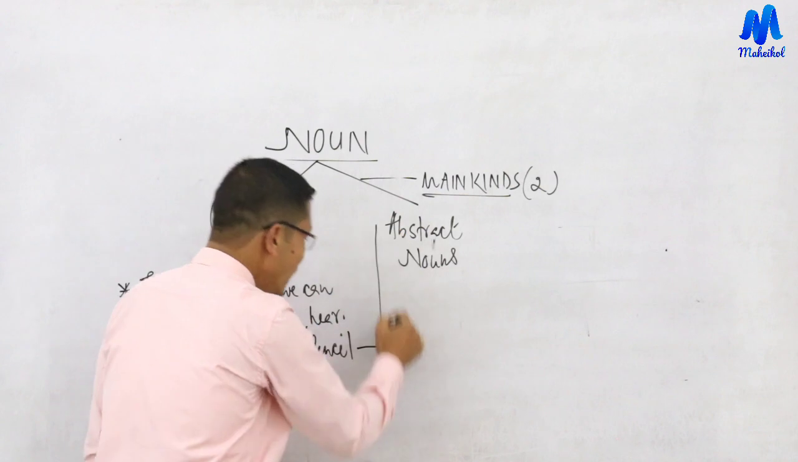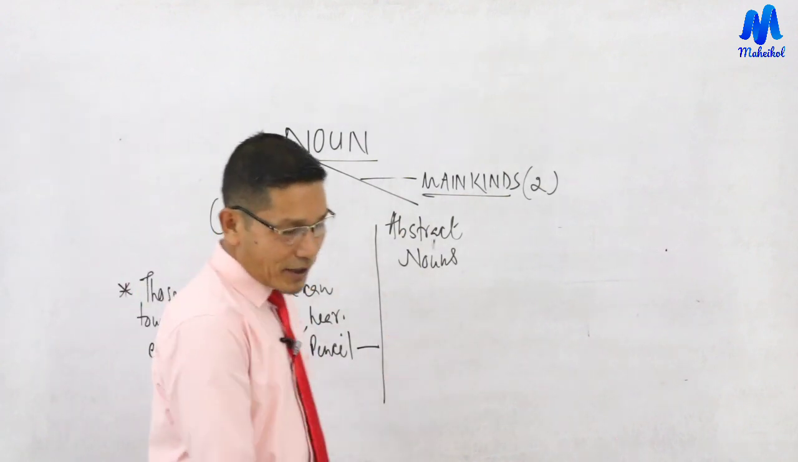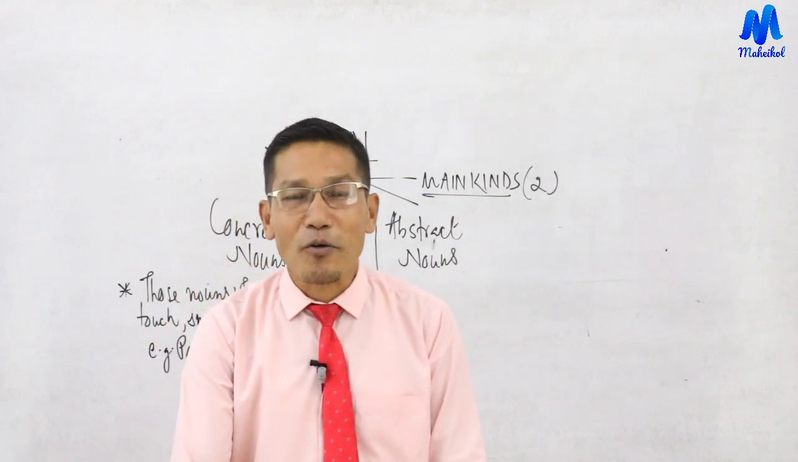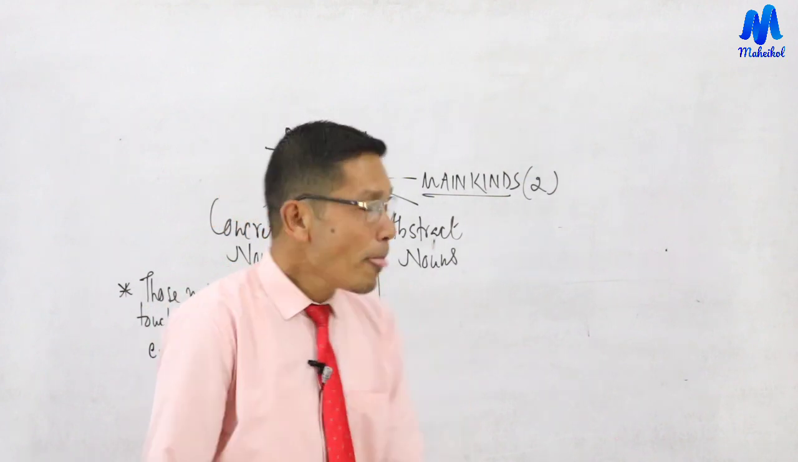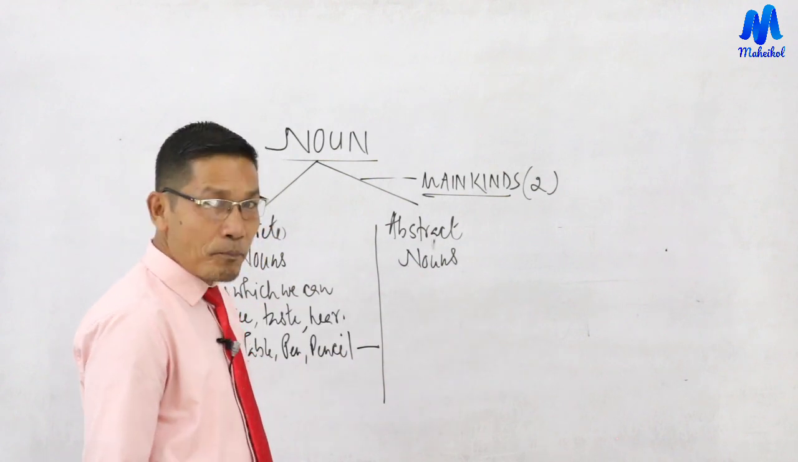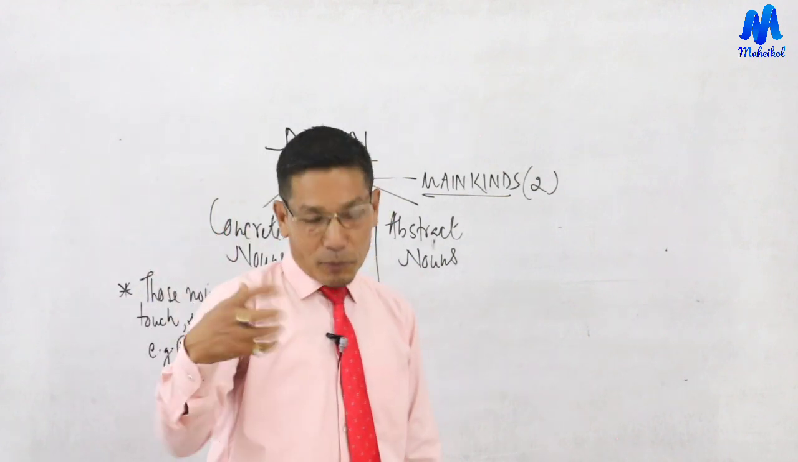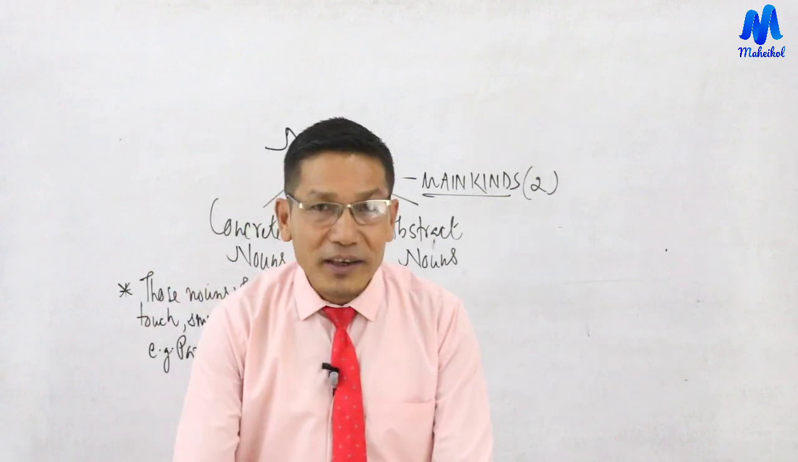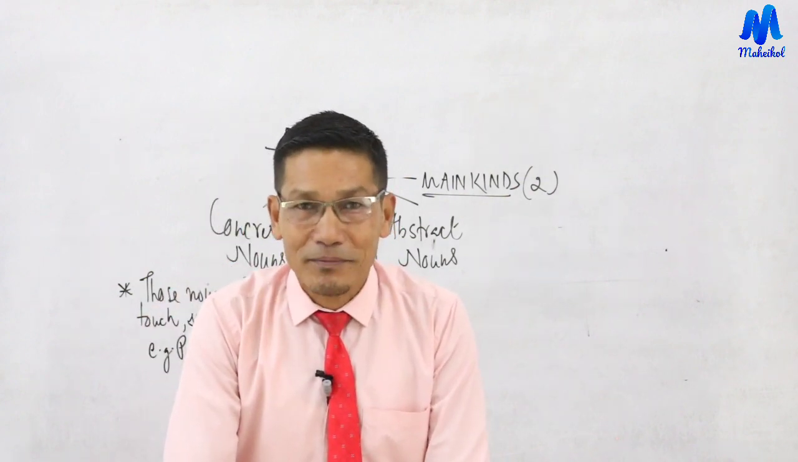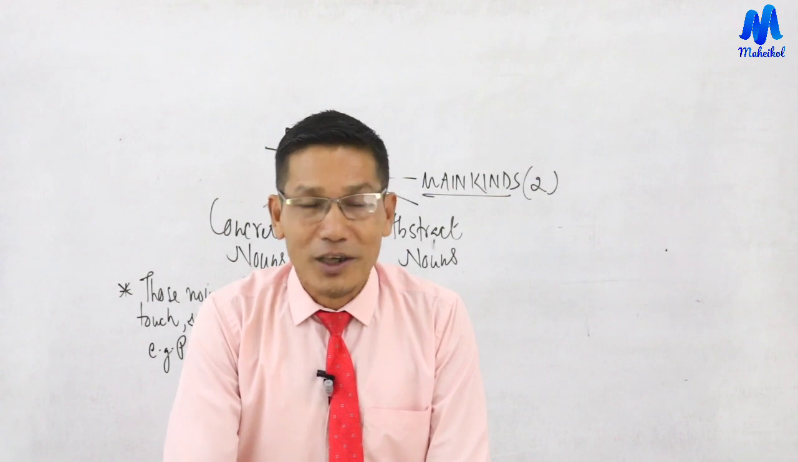So many nouns, most of the nouns that we use in our language are all concrete nouns. The confusion is about abstract. An abstract thing is something which you can feel, but not touch, not taste.